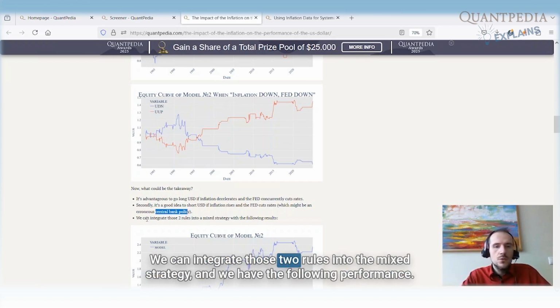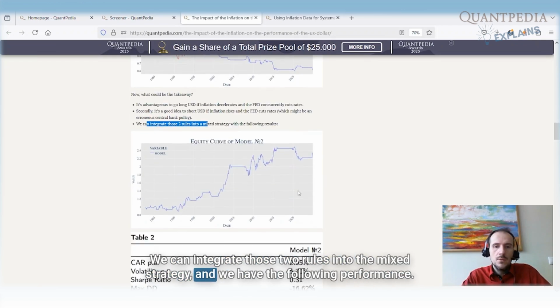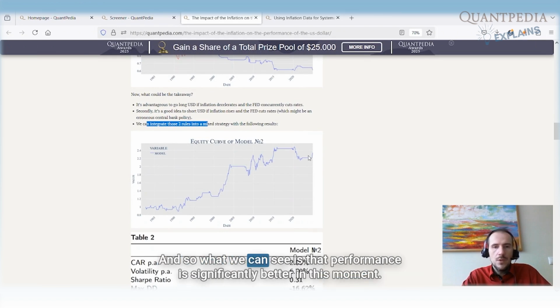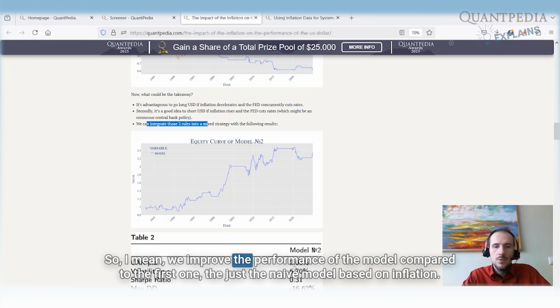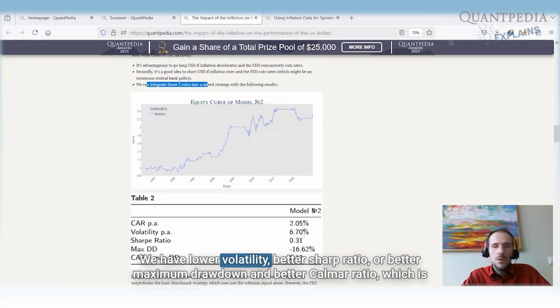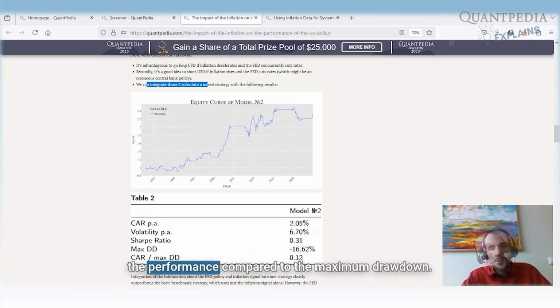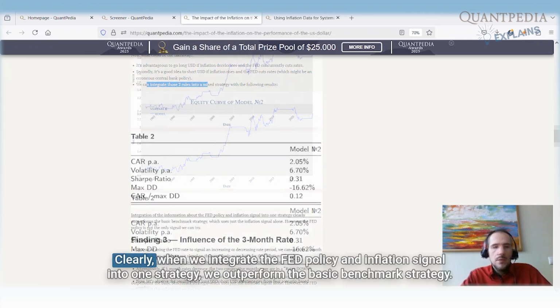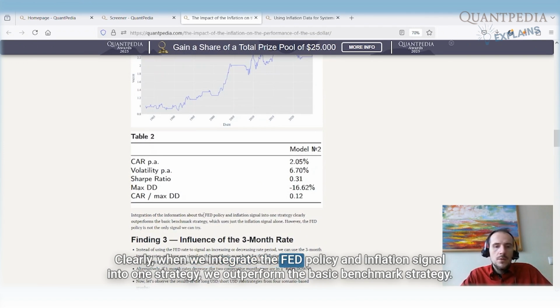We can integrate those two rules into the mixed strategy and we have the following performance. What we can see is that performance is significantly better at this moment. So we improve the performance of the model compared to the first one, just the naive model based on inflation. We have lower volatility, better Sharpe ratio, better maximum drawdown and better Calmar ratio, which is the performance compared to the maximum drawdown. Clearly, when we integrate the Fed policy and inflation signal into one strategy, we outperform the basic benchmark strategy.